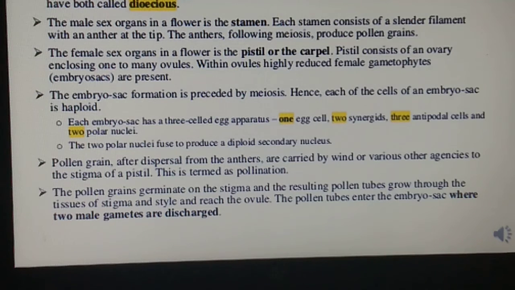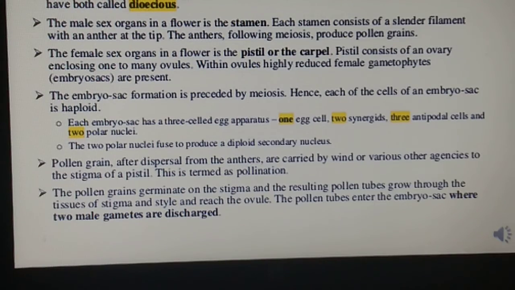Now the embryo sac formation is preceded by meiosis. Hence, each cell of an embryo sac is haploid. Fine. Now, each embryo sac has a 3-celled egg apparatus: 1 egg cell, 2 synergids and 3 antipodals. I would like to show it.